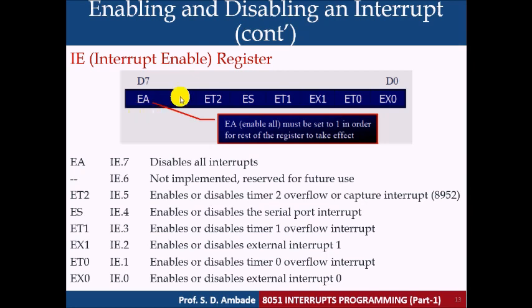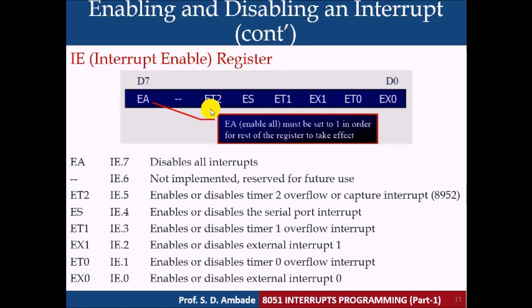The next bit is not implemented and is reserved for future use. Then ET2: this bit enables or disables the timer 2 overflow or capture interrupt in the 8052 microcontroller. It is not useful in the 8051 microcontroller.